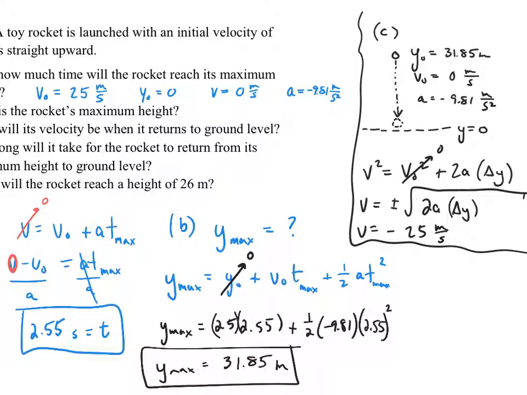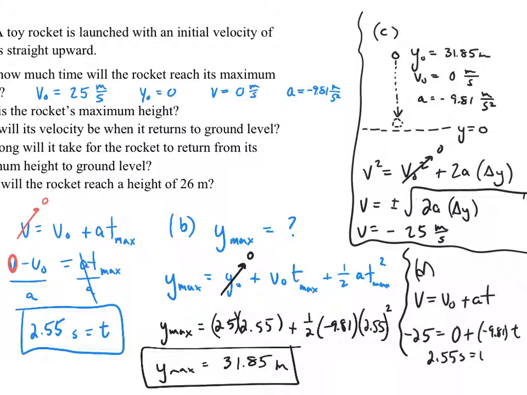And if you don't believe me, you can check. Part D. I would use this. V equals V0 plus AT. I would say my final velocity is negative 25. My initial velocity is 0. This is negative 9.81, and times time. And look, solve this. 25 over 9.81 is going to get you right back to 2.55 seconds. So symmetry is exhibited not just in velocity, but also in time in this problem. Very good because of symmetry.